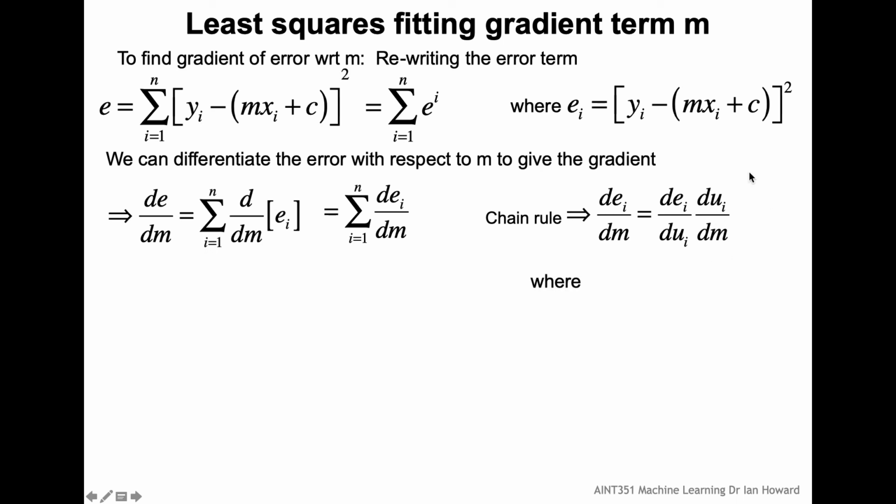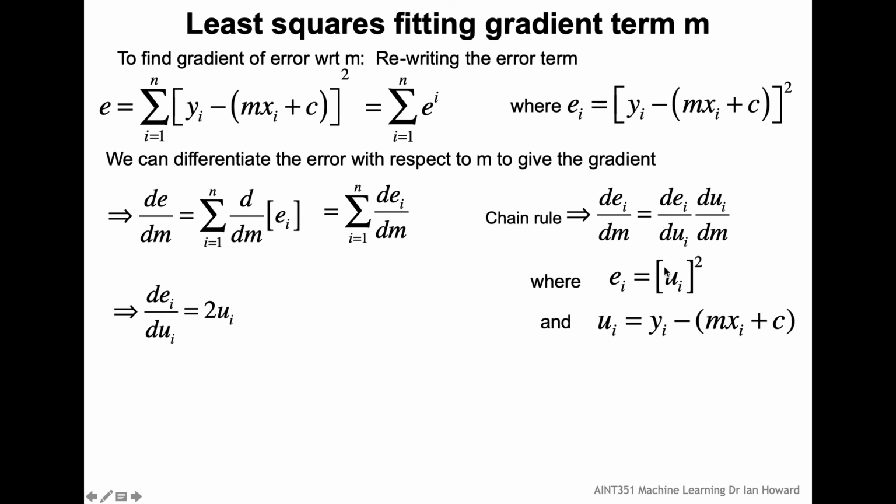So let's now write in what EI is here. EI is this expression here, but what we're going to say is the yi minus (mxi plus c) is going to be, we're going to call that ui, and then of course EI is just ui squared, right? So you've got two relatively simple expressions, and now we can calculate our terms for our chain rule.